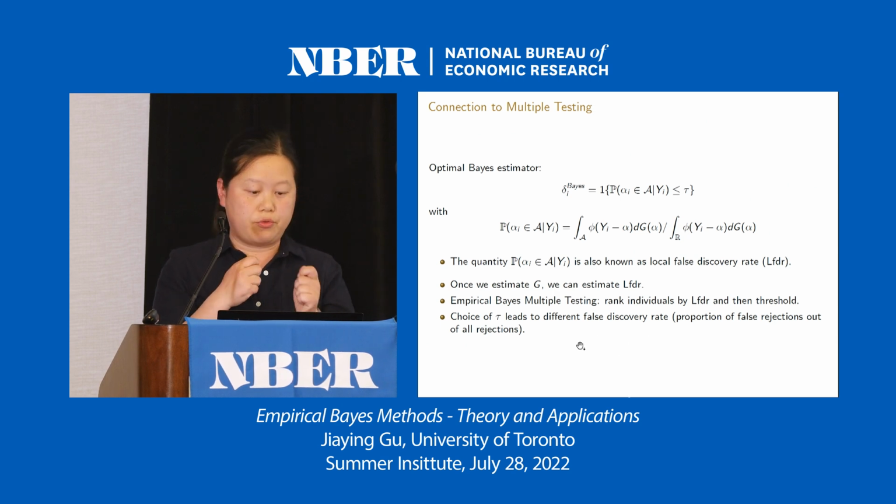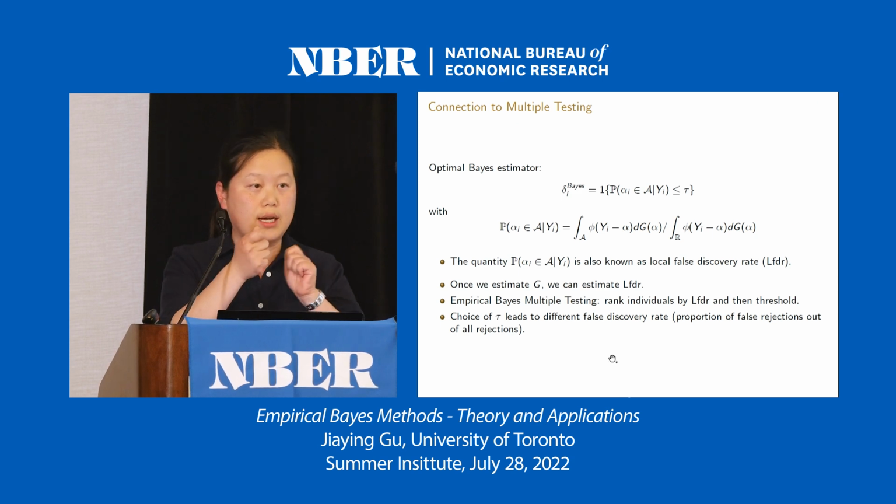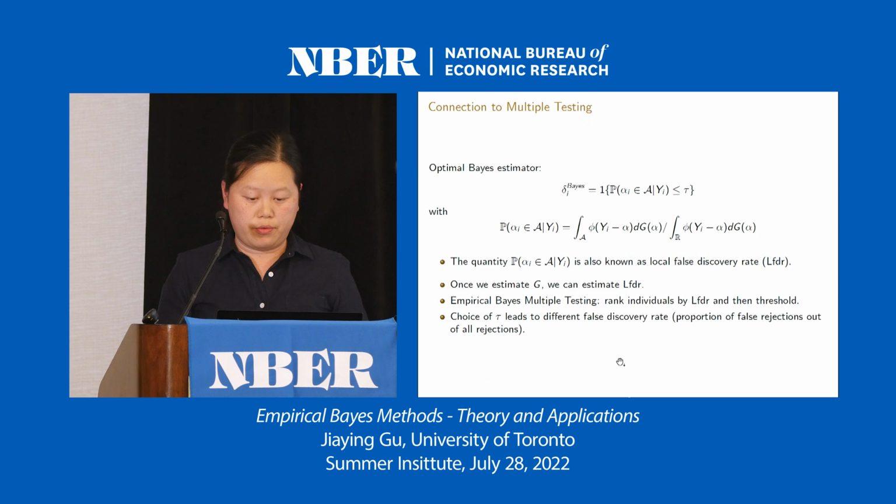Okay, so then the choice of tau. We still have that degree of freedom. The choice of tau is going to lead to different false discovery rates, which is the proportion of false rejections out of all rejections. So by tuning the tau, you're going to have different targets of FDR.